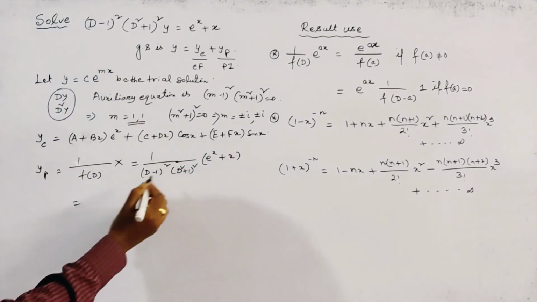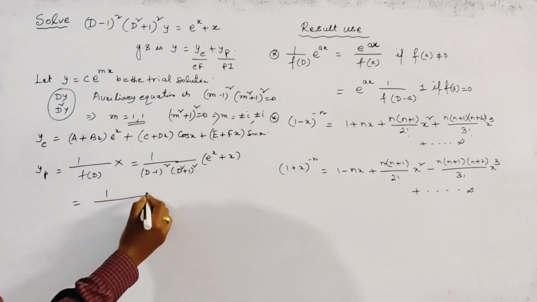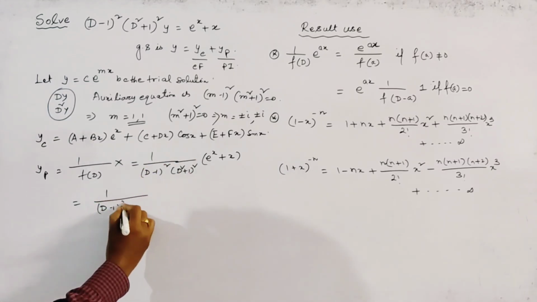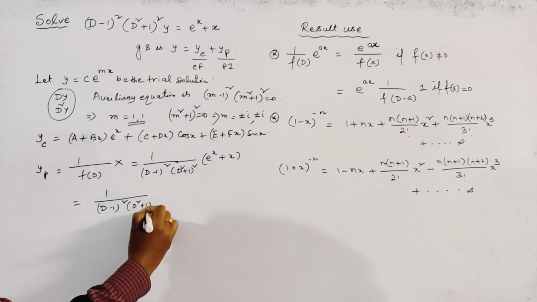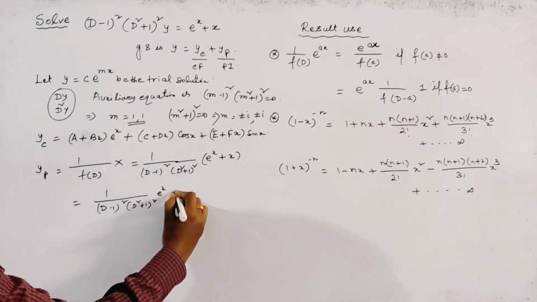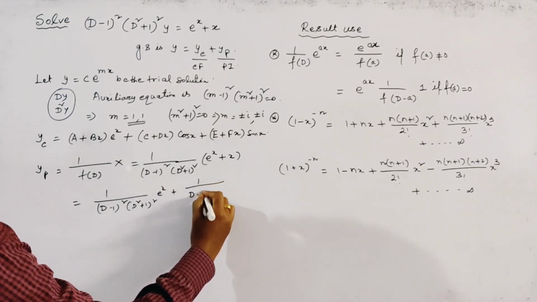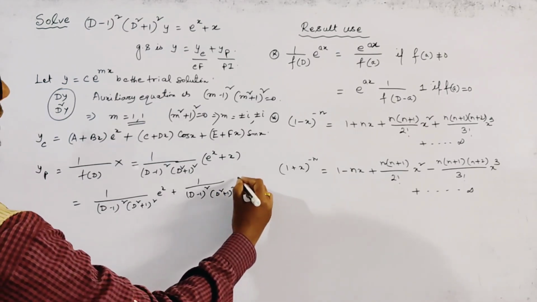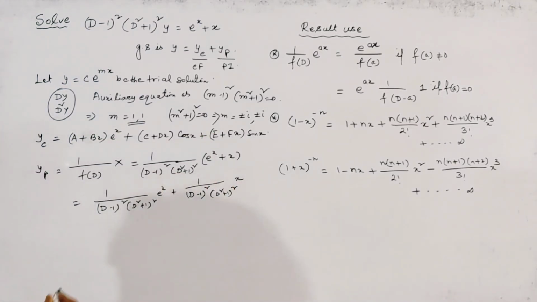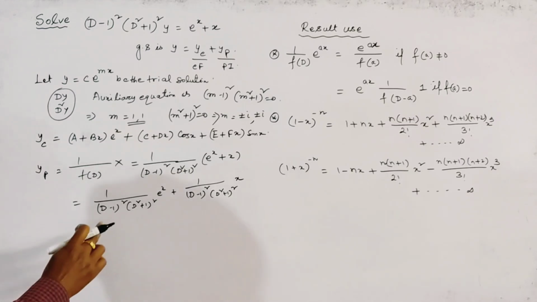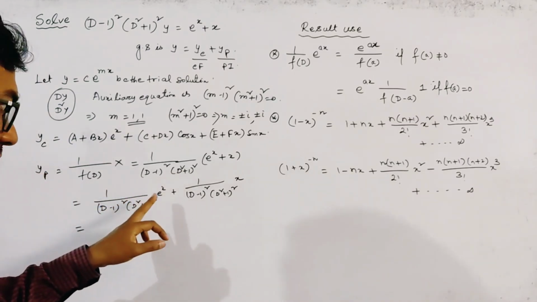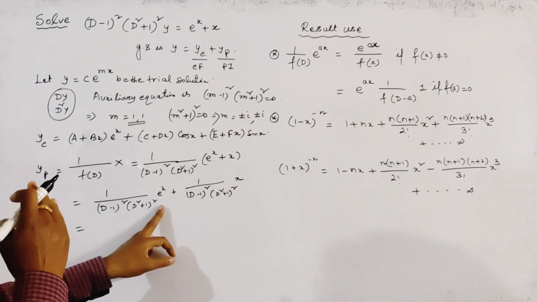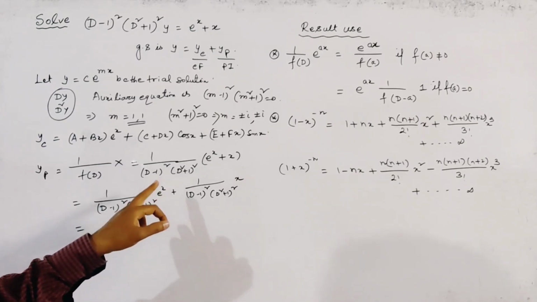Now divide it into 2 portions. We write again 1 by d minus 1 whole square into d square plus 1 whole square e to the power x, and the second portion is 1 by d minus 1 whole square into d square plus 1 whole square into x. Now we see the rule of finding particular integration if here e to the power x is present.